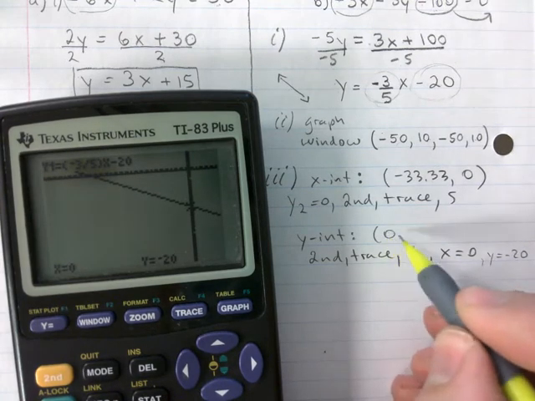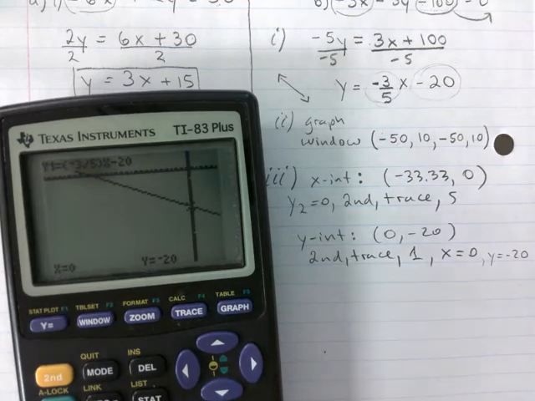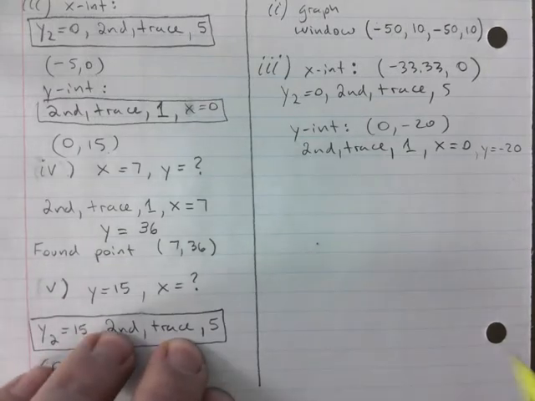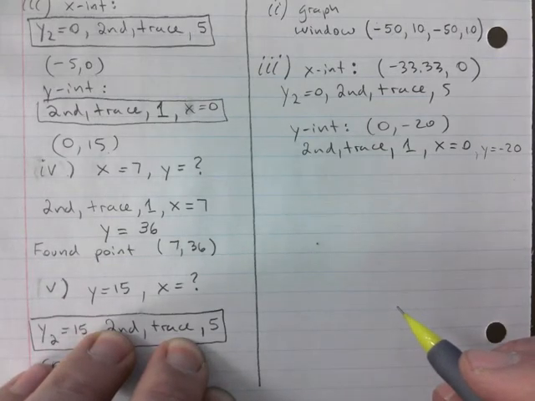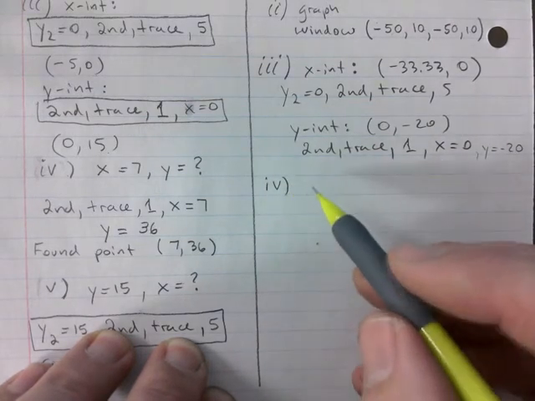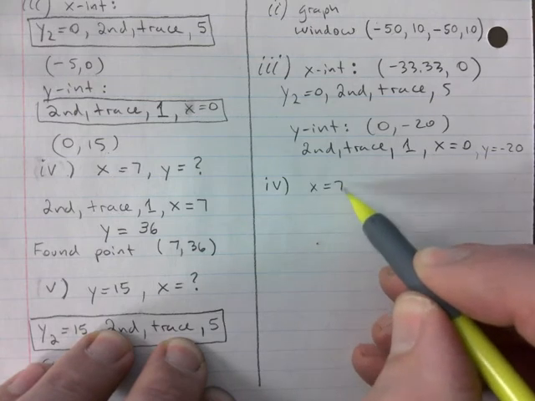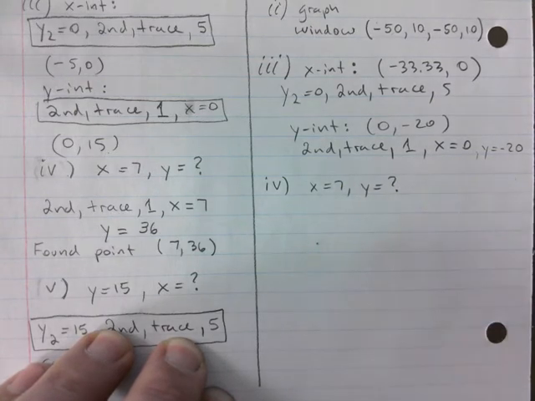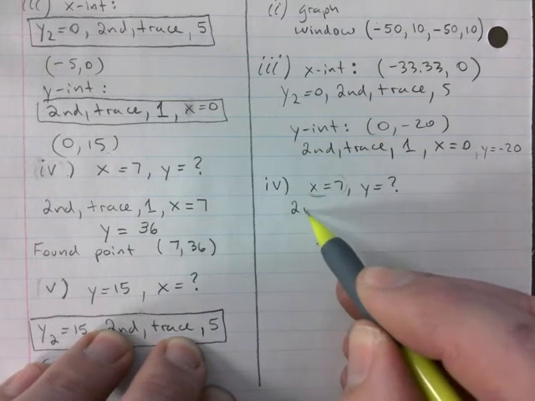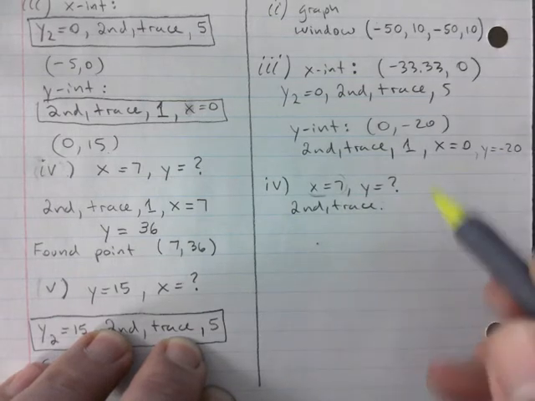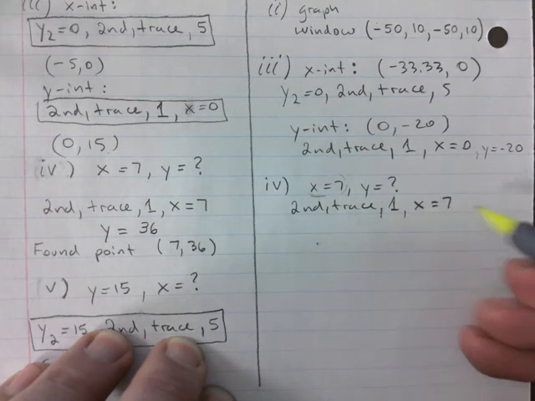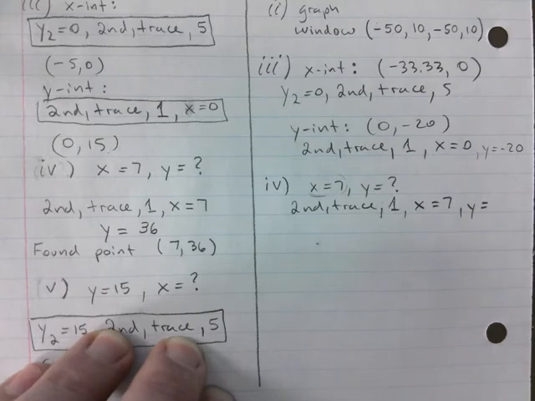So then we just write this down 0, negative 20 like that. All right. And this one here, it's asking us that when x is equal to 7, what's y going to be equal to? That's what this one is asking. So x is given to you. So you're going to go second trace 1, x is equal to 7, and y is going to be provided.